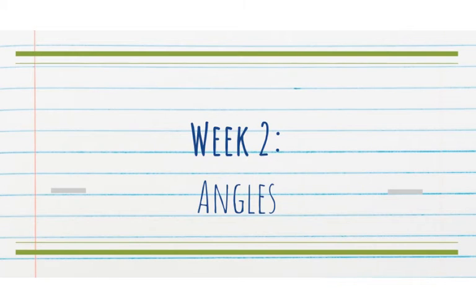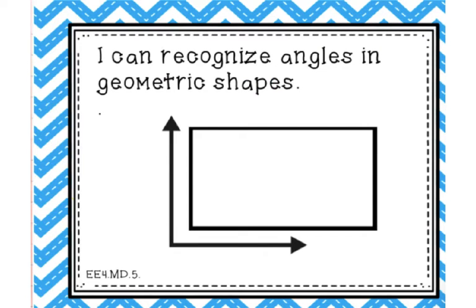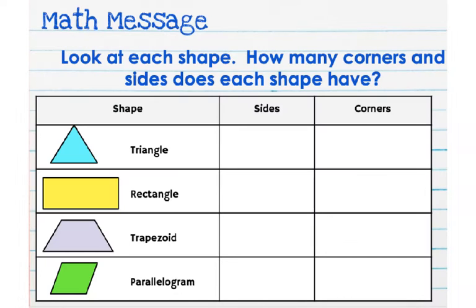We are learning about angles this week. Let's get started. We are learning about angles so we can say that we can recognize angles in geometric shapes. Let's start with a math message to get our brains thinking about math. Look at each shape. How many corners and sides does each shape have?